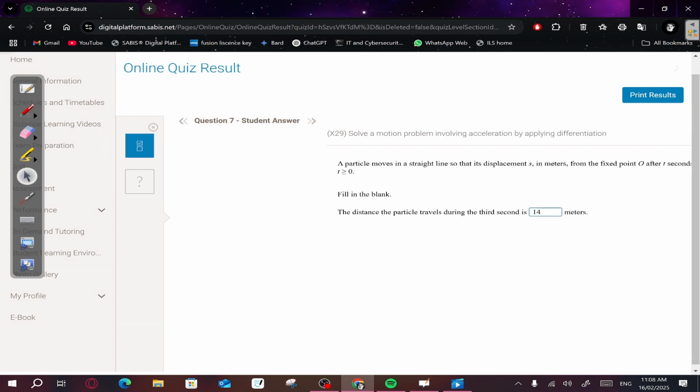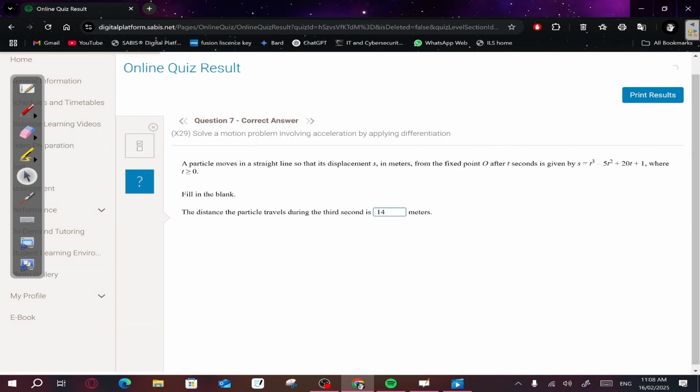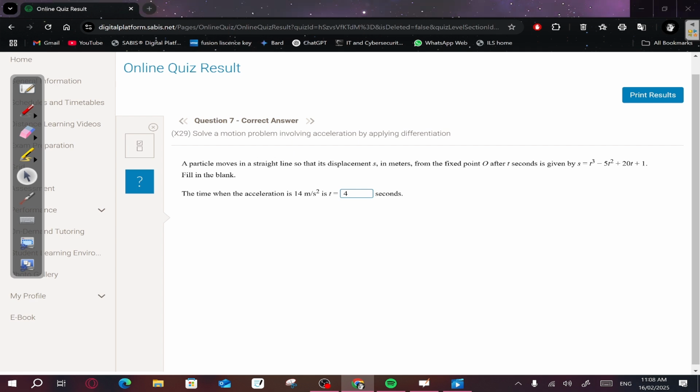Okay, question 7. A particle moves in a straight line, same as the other question. Find the time when the acceleration is 14 meters per second squared. Notice that this is instantaneous, because they're asking for a specific time at a specific acceleration. So we're going to differentiate twice. V equals ds by dt, so v is equal to 3t squared minus 10t plus 20.